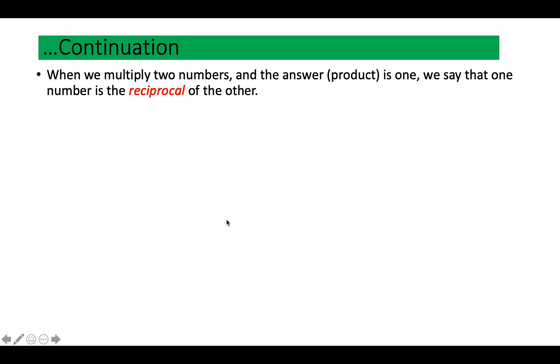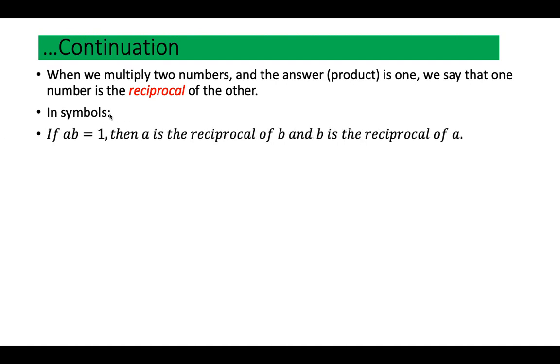So time for us to talk about reciprocal. When you multiply two numbers and the answer that you get is 1, then you say that one number is the reciprocal of the other. So in symbols, if you have a times b and the answer is 1, then you call a the reciprocal of b and also b the reciprocal of a.